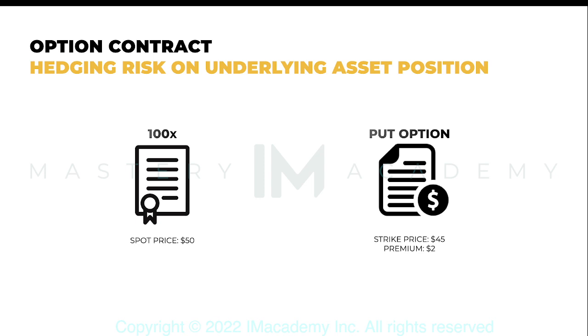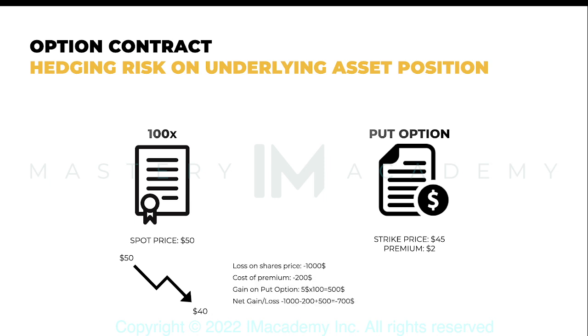The question is, if the spot price, so your shares price, falls from the initial $50 to $40, how much profit or loss would you get? I'm going to give you a second to answer. Again, our share price currently is $50. The strike price of the put option is $45. And the premium that we are paying to purchase the put option is $2. So how much would we gain or lose in the situation where the spot price falls from $50 to $40?